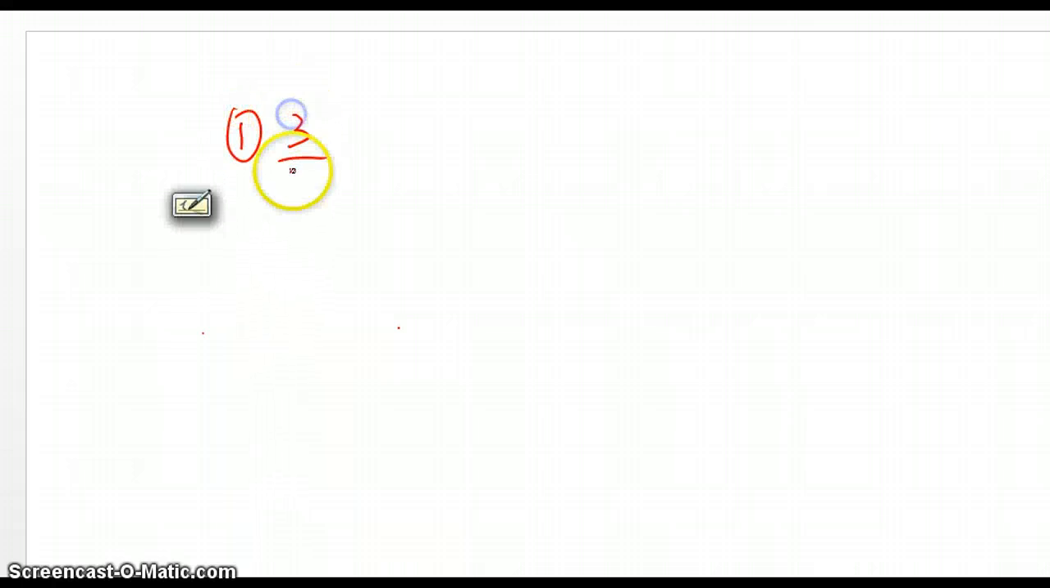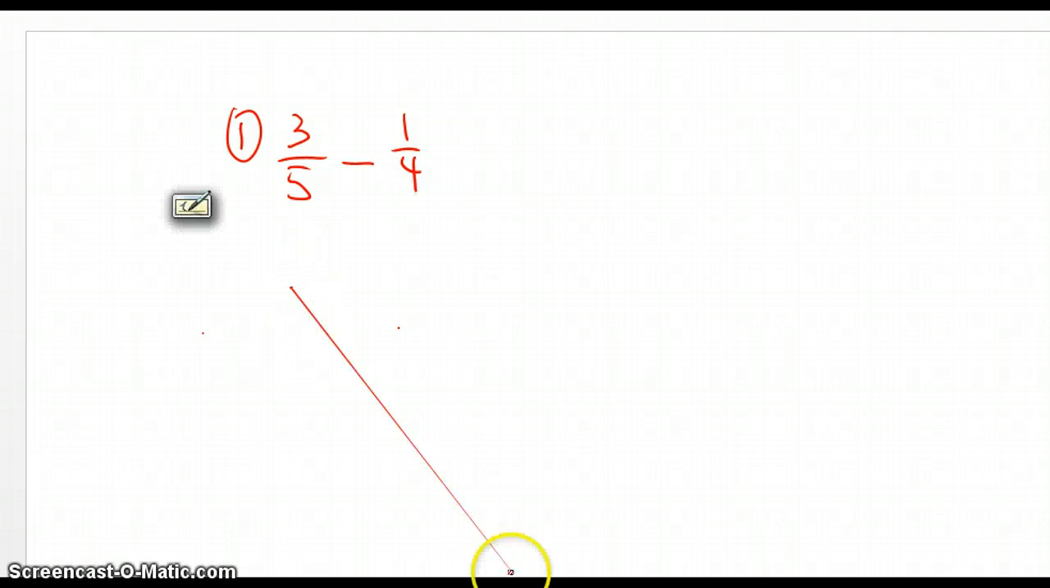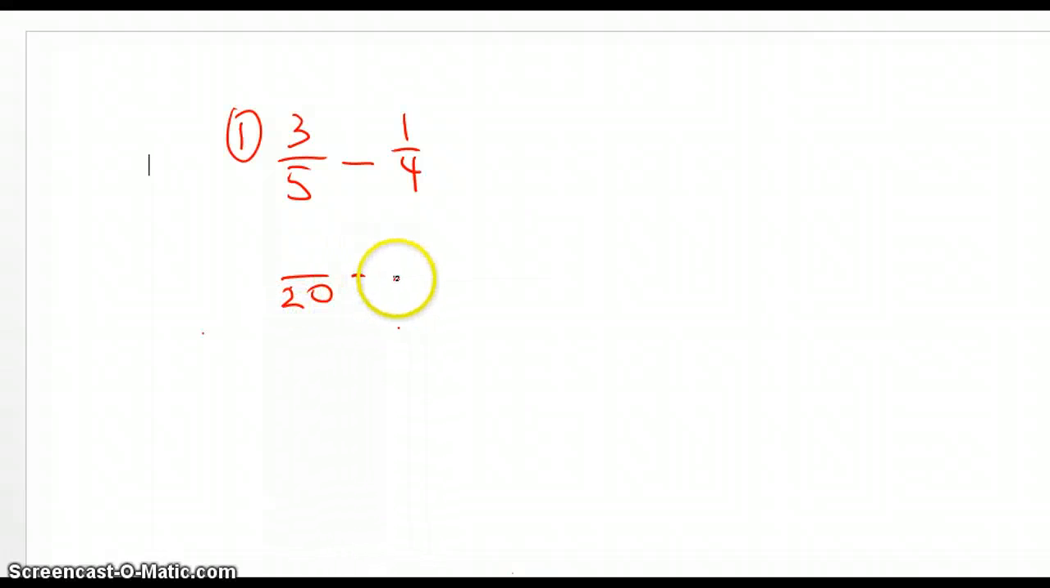3/5 minus 1/4. And again, just like adding fractions, when it comes to subtracting fractions, we must have common denominators. So the 5 and the 4 have to be the same. So you have to think of multiples of 5: 5, 10, 15, 20, and multiples of 4 that are the same, that ideally is the smallest. 20 would be the answer for this, the smallest one. So we're going to write 20 down here as your denominator.